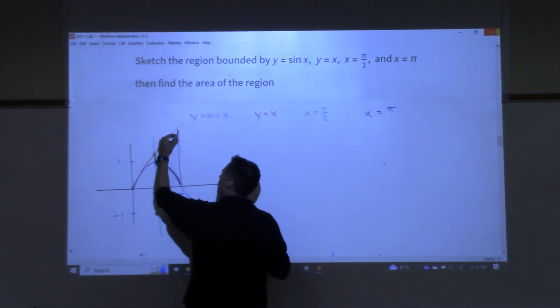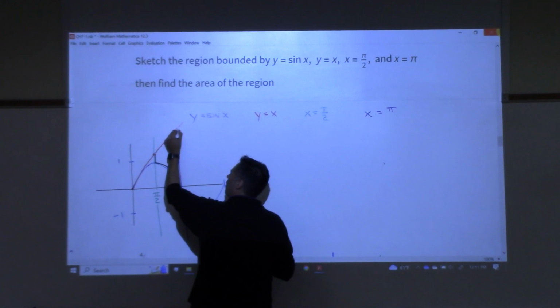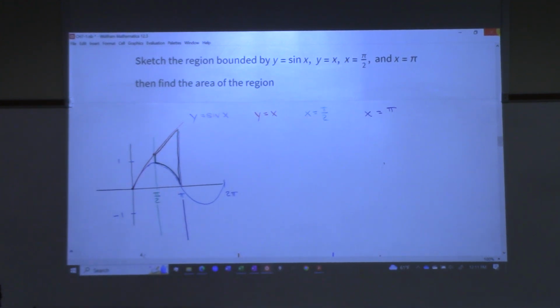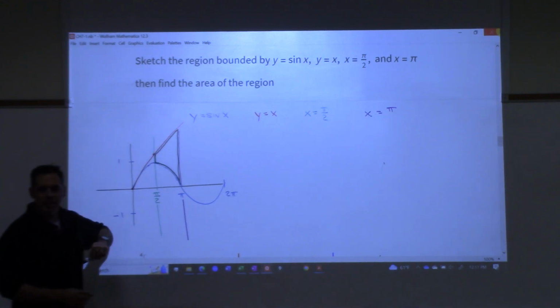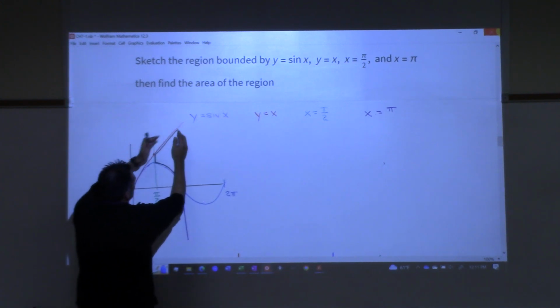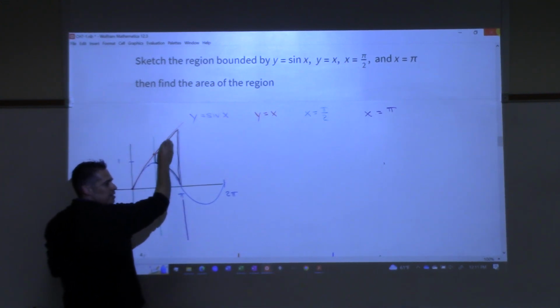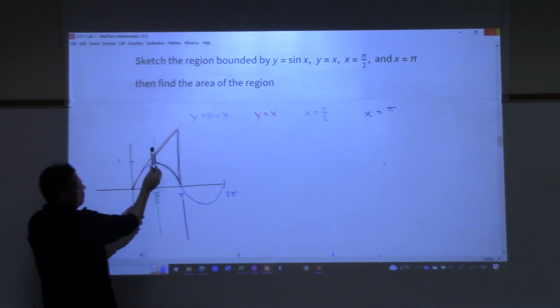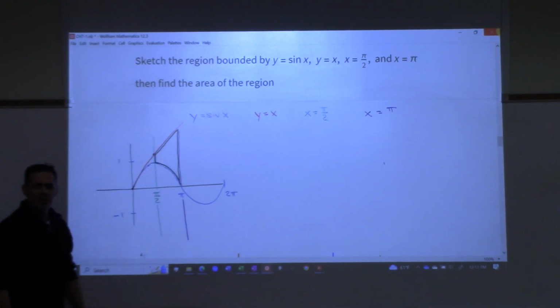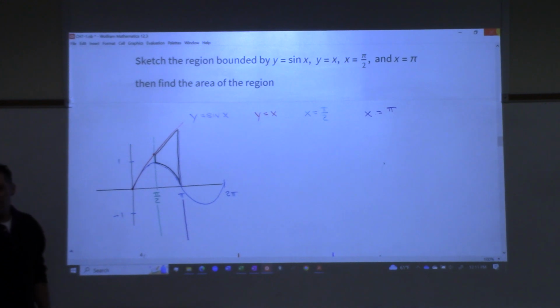But that's an easy vertical line. I think we do verticals here, right? Vertical rectangles? Yeah. You do not want to do horizontal rectangles here. Why? You'd have to break it into 3 different things, wouldn't you? Because if you try and go horizontal, your right and your left are going to switch as you move through this region. Vertical, what's always on top? The red, y equals x, and what's always on the bottom? Sine, right? So we want vertical for sure.